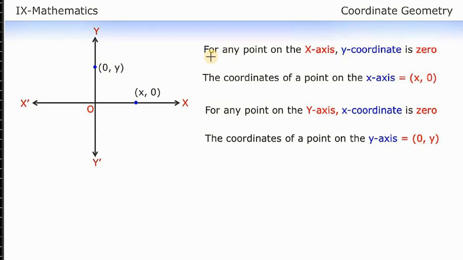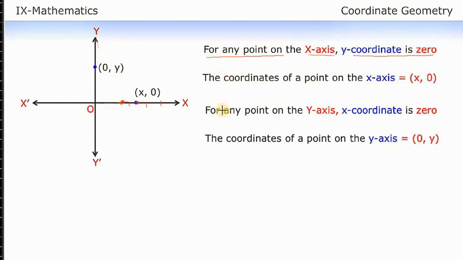Now you see this one: for any point on the x axis, the y coordinate is 0. If you take any point on the x axis, the y value will be 0, because the y coordinate is always the distance from the x axis. But if the points are lying on the x axis, there is no distance. Therefore, the y coordinate will be 0 on the x axis.